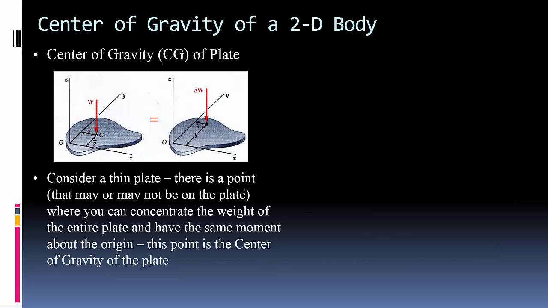Okay, let's talk about the center of gravity on a 2D body. Okay, the center of gravity of a plate. Consider a thin, homogeneous plate. So here's your potato chip. It's all the same thickness throughout, it's the same material throughout. Okay, there is a point that may or may not be on the plate where you can concentrate the weight of the entire plate and have the same moment about the origin. This point is what we call the center of gravity of this plate.